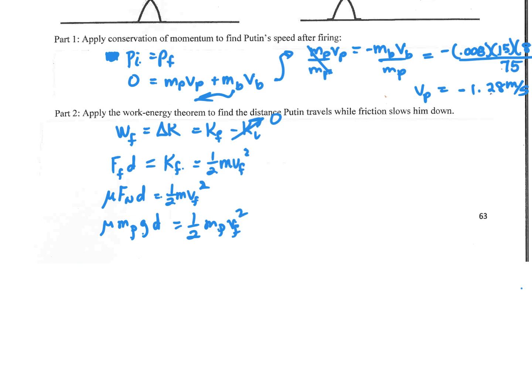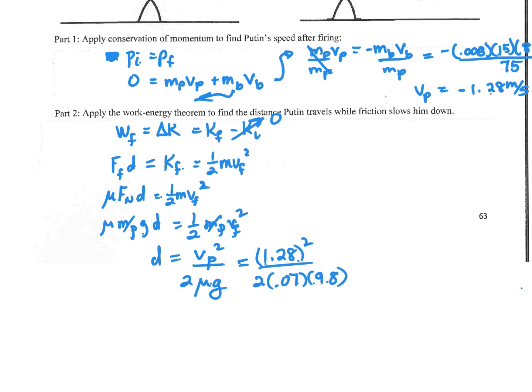So what we do notice is this. First thing is his mass doesn't matter, but we can find the distance by simply taking his final velocity squared, divided by 2 times mu times g. So his final velocity is 1.28, and we're going to square that, divided by 2 times mu, which was 0.07, times gravity, of course, 9.8. We should get somewhere close to 1.2 meters or so, okay? But that's how we do it.